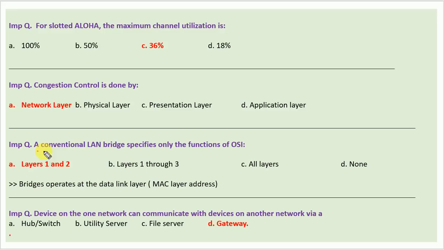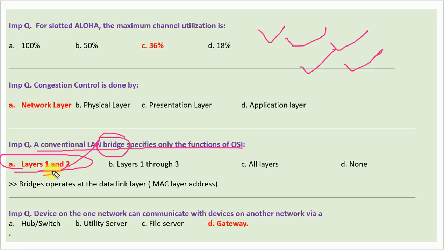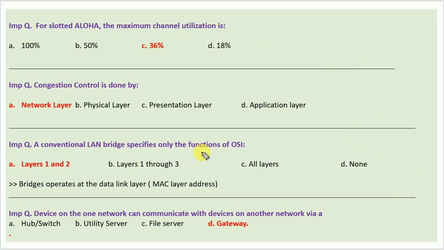The next question is: a conventional LAN bridge specifies only the function of which OSI layer? That question also we have already discussed, under networking devices, where we learned what is a hub, what are switches, what is a bridge, what is a router, what is a gateway, and all those things. A LAN bridge basically works up to the data link layer, that is, the physical layer and the data link layer. It will not work in the network layer, it will not work in all the layers. It works only through the physical layer and the data link layer, a layer 1 and layer 2 device. So a bridge works up to layer 2. Okay. So a bridge operates at the data link layer, and in the data link layer also at the MAC layer.